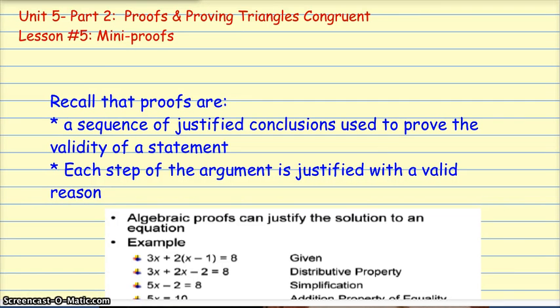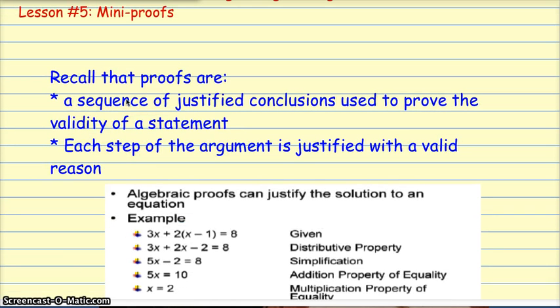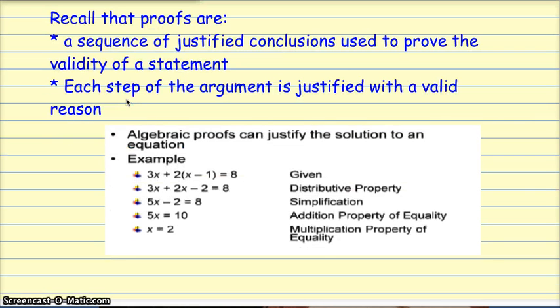This is the second part of Unit 5. It's Lesson 2, dealing with mini-proofs. These mini-proofs are going to get your brain kind of re-wrapped around what proofs are. Recall that proofs are a sequence of justified conclusions used to prove the validity of a statement. Each step of an argument is justified with a valid reason. We used algebraic proofs to step-by-step go through how to get x by itself.